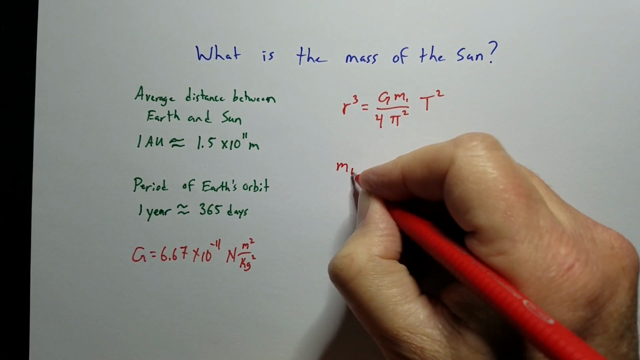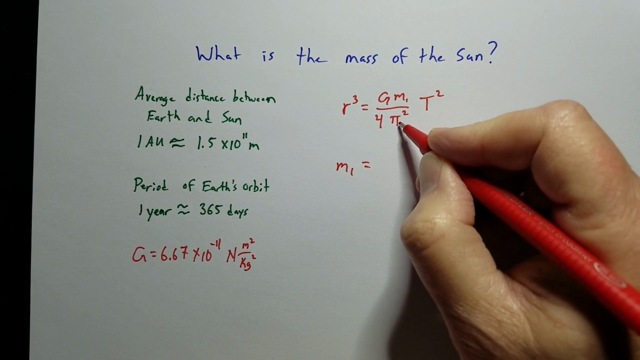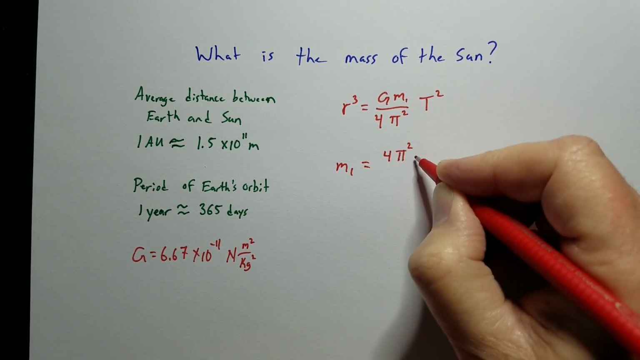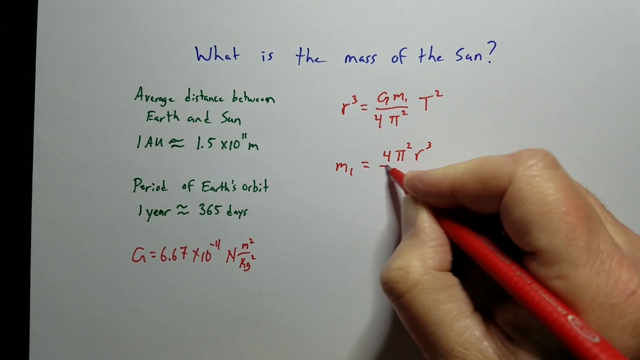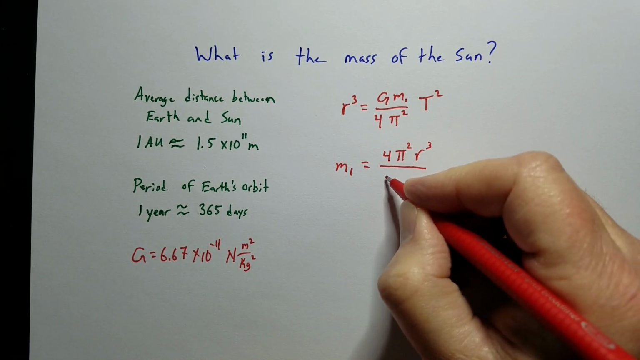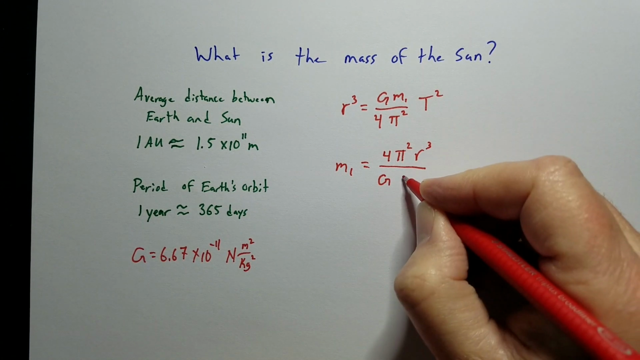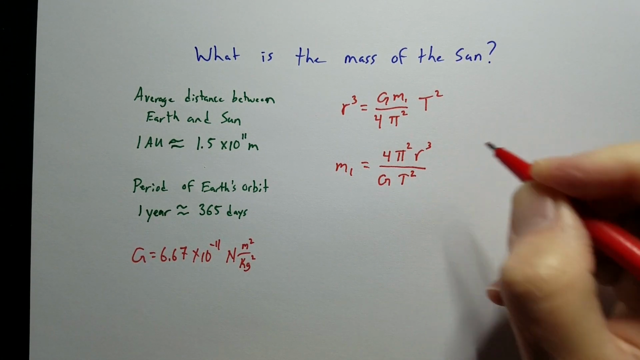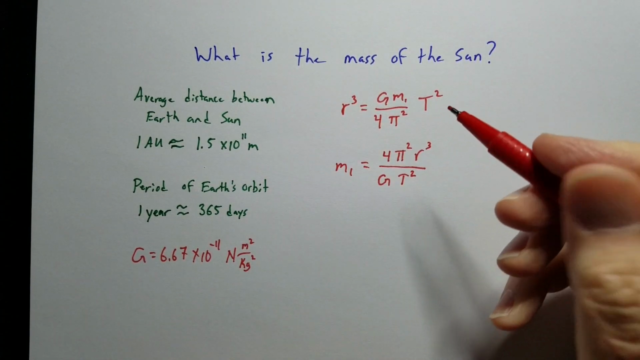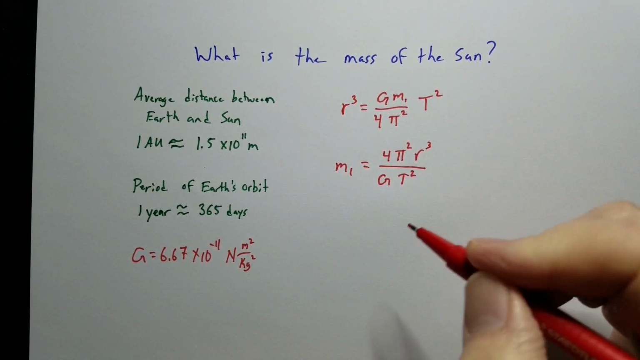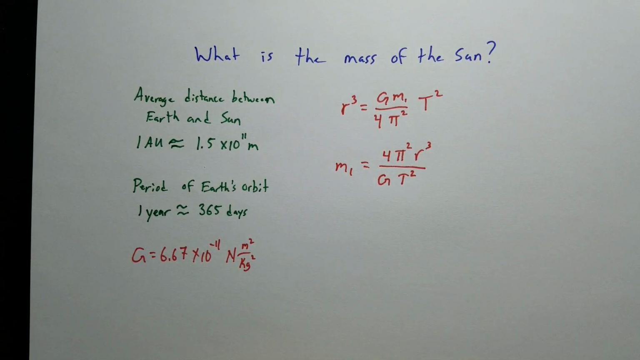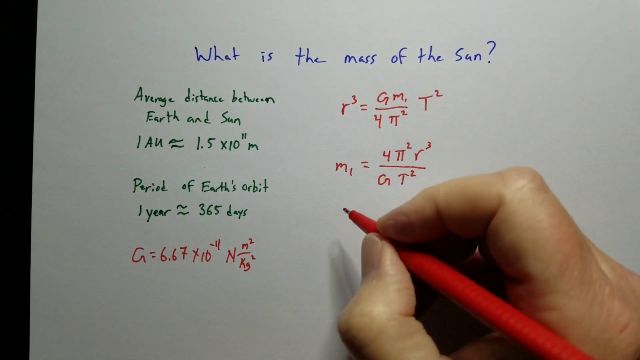So M1 would equal, these will go up, so that'll be 4 pi squared r cubed, and that will go down, G, and that will go down with it. So rearranging, we get this equation. Now we can plug our numbers in. This is an advantage of solving things algebraically before you throw numbers in it, is that you can get it down to where you just have to use the calculator once.